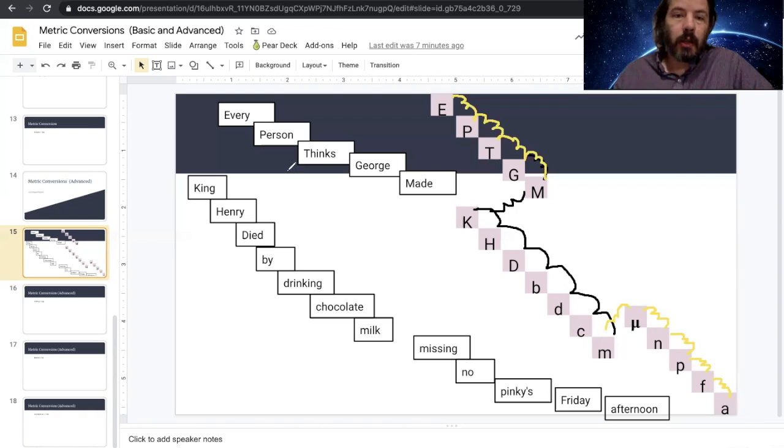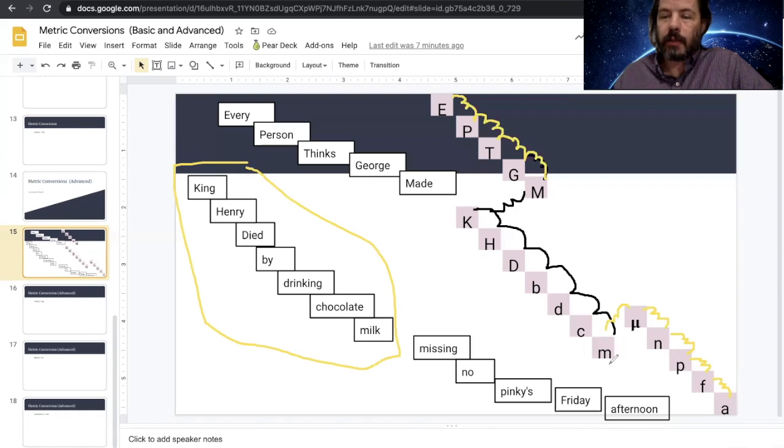Now, most likely you will find this memory device, called a mnemonic, King Henry died by drinking chocolate milk, for the center. I always had a problem when I started getting into this, keeping which one goes where. And so I came up with one of my own for the rest of it. Every person thinks George made King Henry die by drinking chocolate milk, missing no pinkies Friday afternoon. Which is crazy because I remember that and I remember the order and I don't have to think about it very hard. It seems weird that I'm actually memorizing more information than just memorizing it, but it helps me.